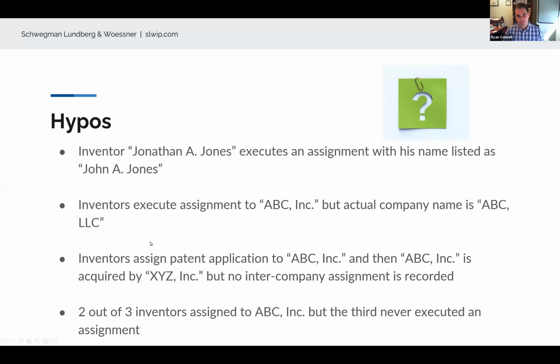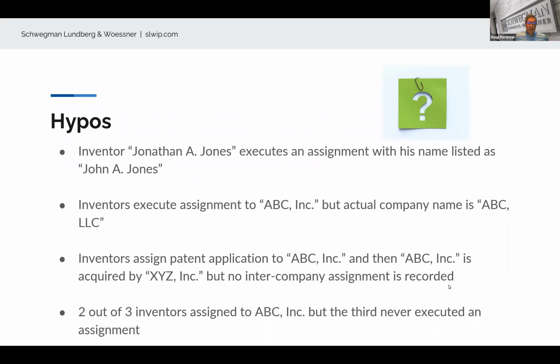Okay. How about inventors execute an assignment to ABC Inc., but the company is actually ABC LLC? So they are two different legal entities. The way I interpret this is the assignment was to the wrong entity and therefore it should be corrected. Okay. Inventors assign a patent application to ABC Inc., and then ABC Inc. is acquired by XYZ Inc., but there's no assignment between ABC Inc. and XYZ Inc. So probably there is some kind of merger document or acquisition document between the companies.